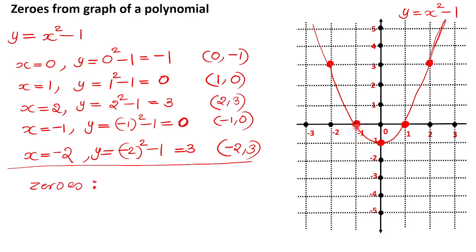If the graph cuts the x-axis, that value on the x-axis represents a zero. So remember, if the graph is given, we can easily find out zeros. Just look at the points at which the graph cuts the x-axis. The graph cuts the x-axis at plus 1, so plus 1 is a zero. And it cuts the x-axis at minus 1, so minus 1 is a zero. So we need not do any factorization if the graph is available. And remember, we don't look at the y-axis. We look at the points at which the graph cuts the x-axis. The points at which the graph cuts the x-axis represent zeros.